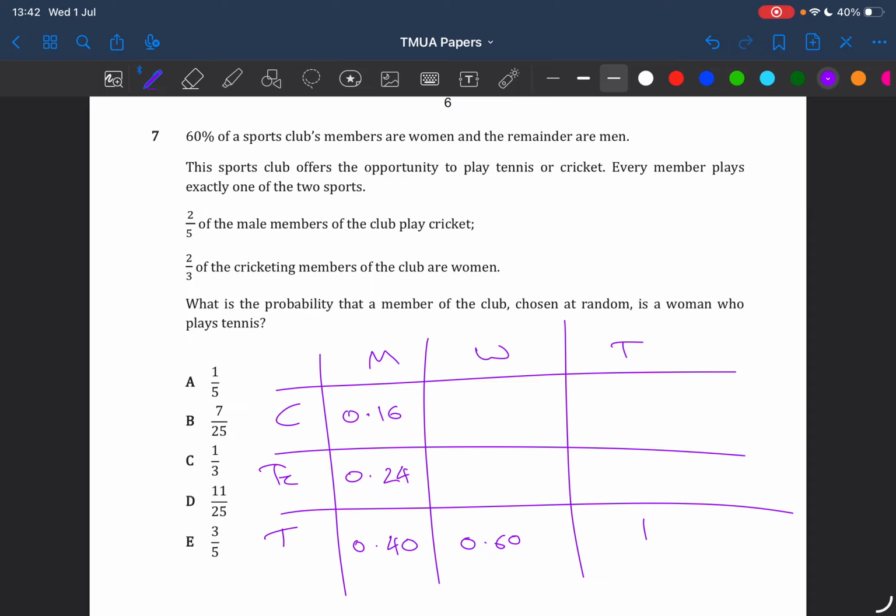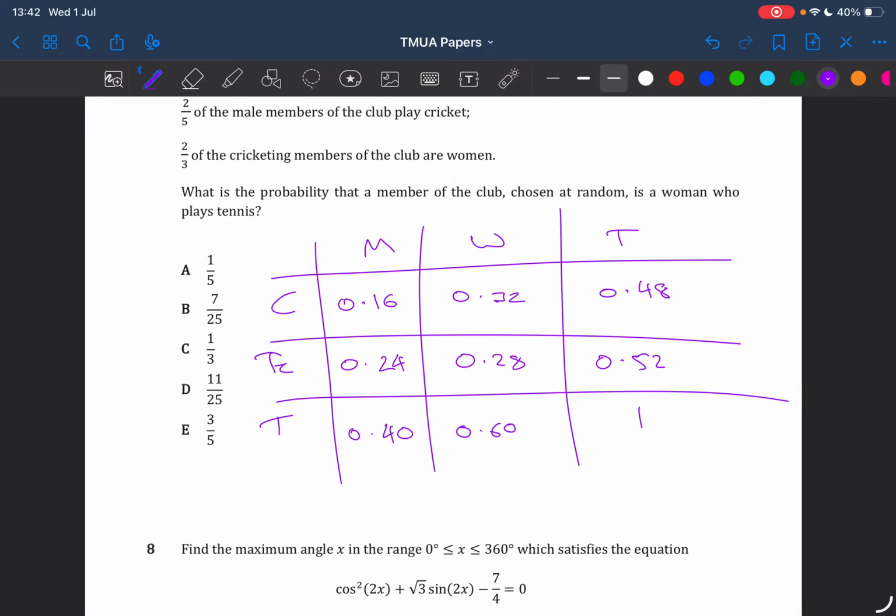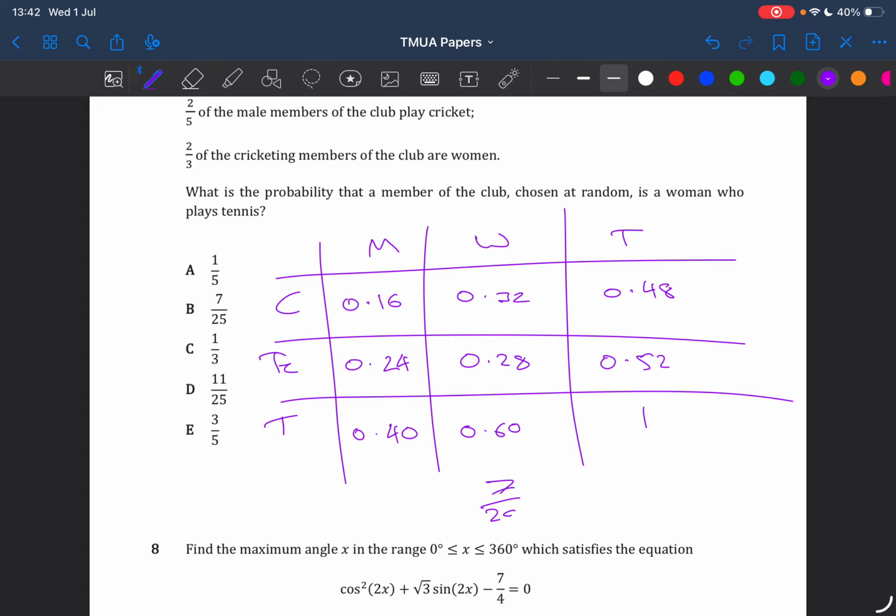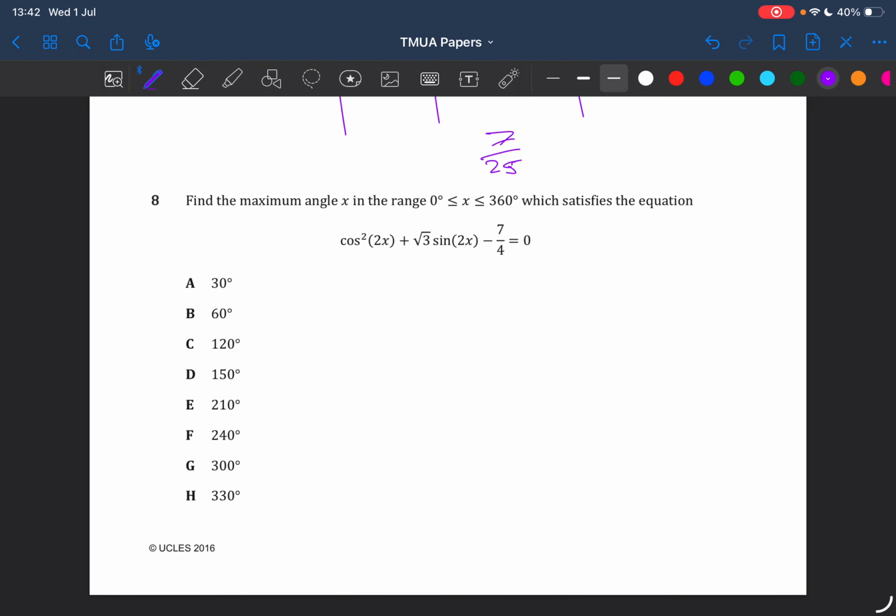2/3 of the cricket members are women. So this must be 1/3. So doubling that for 2/3 is 0.32. Tripling it gives us 0.48 for the total. So it must be 0.52 for the tennis. So this number must be 0.28, which is 7 on 25. Pretty sure. Yeah, it's 4 times 7. Nice. So B looks good. Let's keep going.